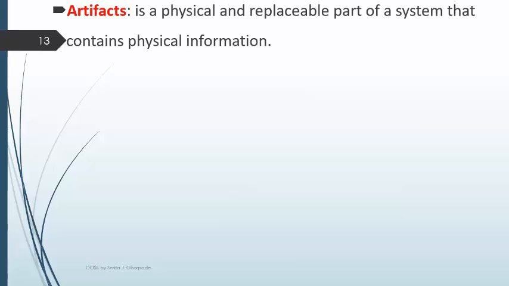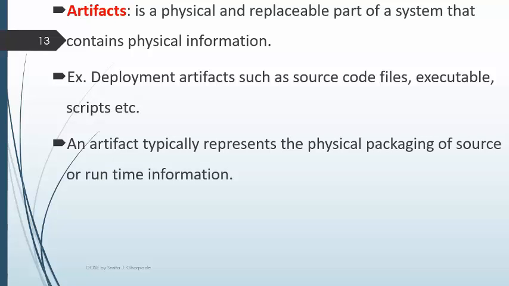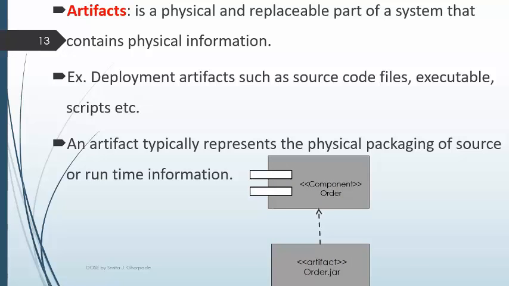Artifacts. An artifact is a physical and replaceable part of a system that contains physical information. For example, deployment artifacts such as different source code files, executable files, and scripting files are artifacts. An artifact typically represents the physical packaging of source or runtime information. The graphical notation for an artifact is a rectangular box.